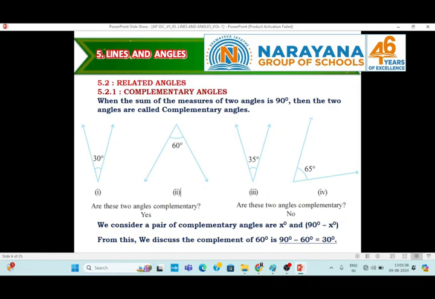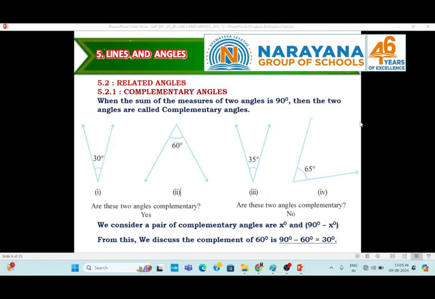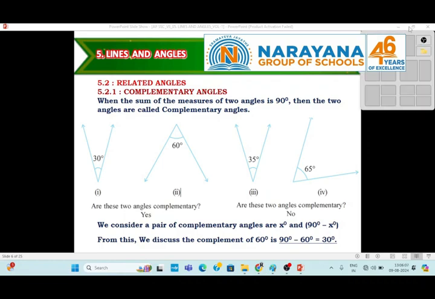What is the meaning of complementary angles? If the sum of two angles is 90 degrees, then this pair of angles is called complementary angles. From figure 1, we can see 30 and 60. 30 plus 60 is 90 degrees. So we can say its sum is 90. Therefore, figure 1 represents a pair of complementary angles.